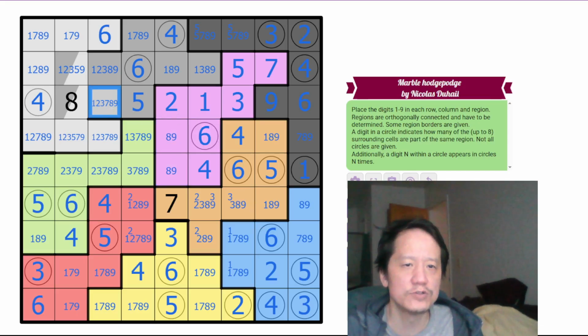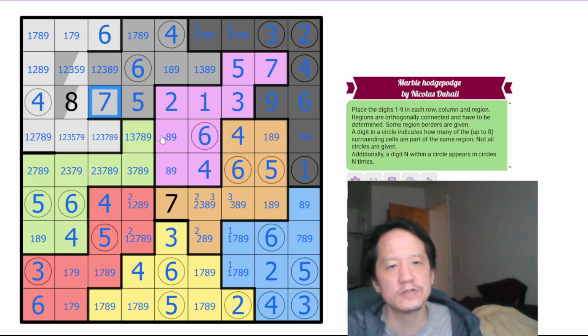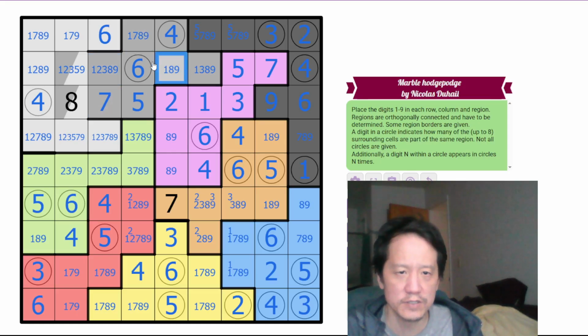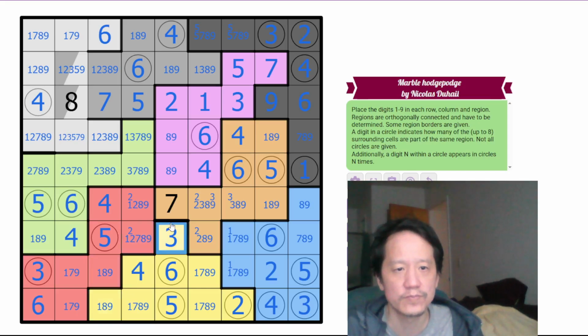This can't be 1, 2, 3, 7, 8, or 9, so this is 7. Which means in the medium gray region, this can't be 7. These can't be 7. These can't be 7. We have an 8, 9 pair, which eliminates 8 and 9 in the rest of column 5. This can't be 8 or 9. This is 1, which means this can't be 1. This can't be 1 here.